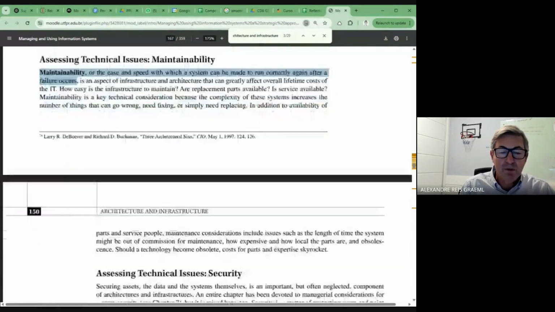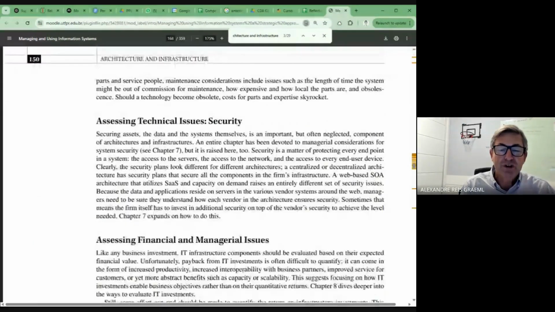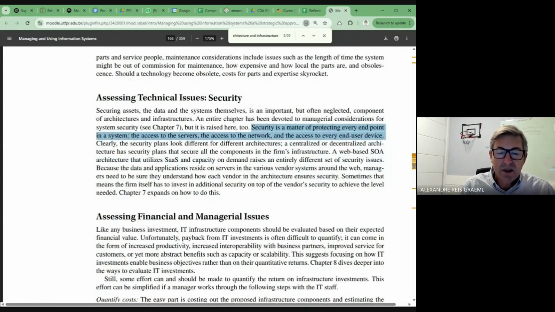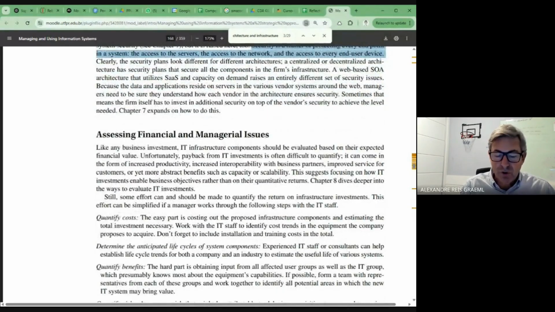They also claim that we should, of course, think of security. And of course, we'll address that in chapter 7. But security is a matter of protecting every endpoint in a system, the access to servers, the access to the network, the access to everyday user devices, and so on and so forth. You don't want the business to be put at risk because of security issues that you may have. And then you also have financial and managerial issues.